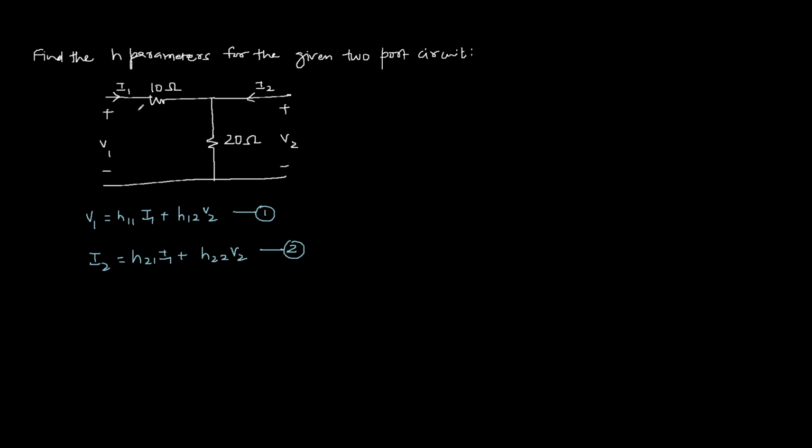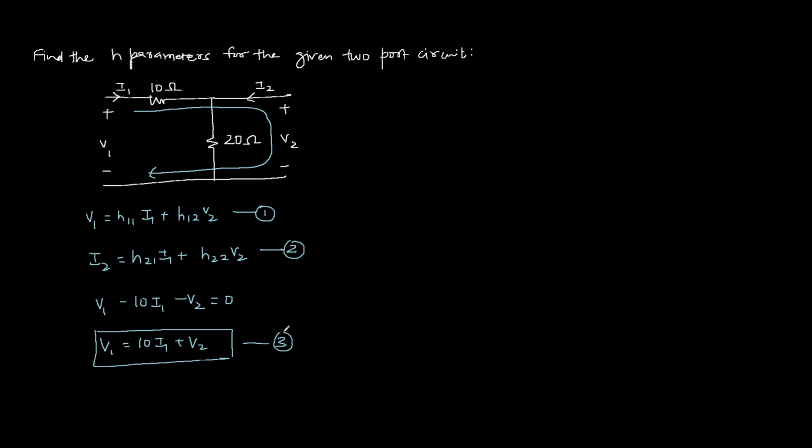So let us apply KVL in this loop. Rise in voltage V1, then drop across 10 ohm resistance, which is 10 I1, and then drop V2. That is equal to 0. So V1 is 10 I1 plus V2. Now this equation is in the form of equation 1 because it has V1, I1 and V2. So by comparing equation 1 and 3, we can find out H11 and H12. So H11 is 10 ohms and H12 is 1, which is reverse voltage gain.